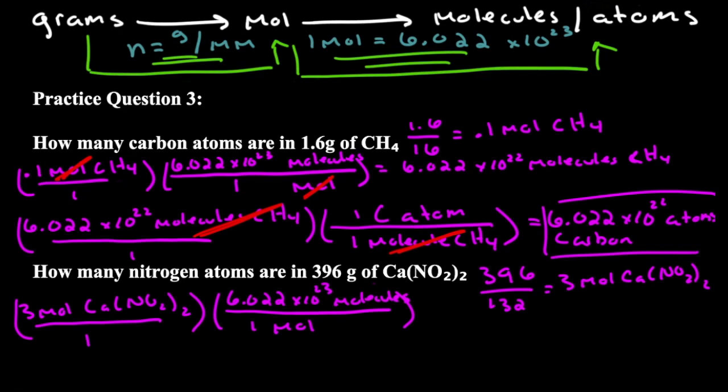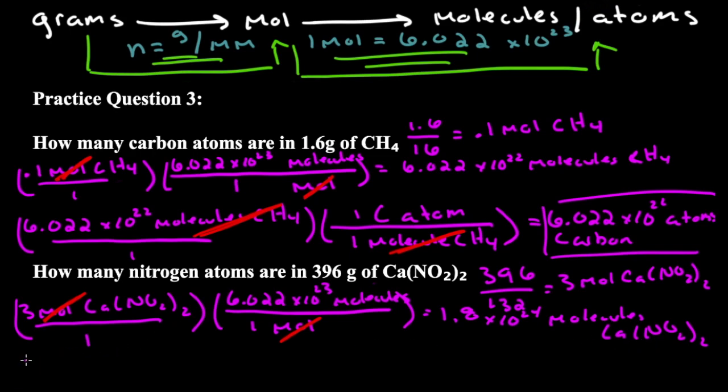So this time we're going to have moles and moles here cancel out, and we'll have 3 times Avogadro's number, which is going to be 1.8 times 10 to the 24th power, and that's going to be molecules of that chemical. It's Ca(NO2)2, and we have 2 of them. And so now what we're going to do is we're going to go from molecules of this chemical to atoms of just the nitrogen.